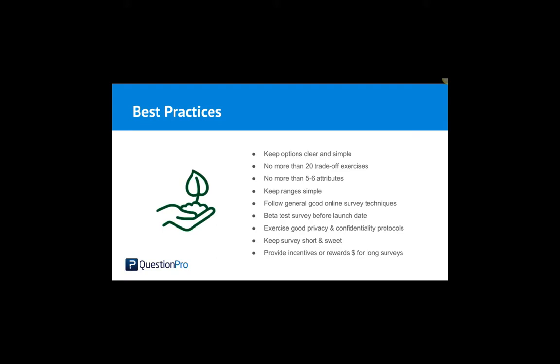Second thing to get started, you'll want to keep your options really clear and simple. So when you are picking out all the different attributes for your conjoint study in terms of levels and tasks and different trade-offs, just keep it simple. That's what we like to recommend. We would recommend no more than 20 trade-off exercises and no more than 5 or 6 attributes if you can. And we'll show you where to add those in the system, and it will make more sense as we go along. As well as keep the ranges simple.